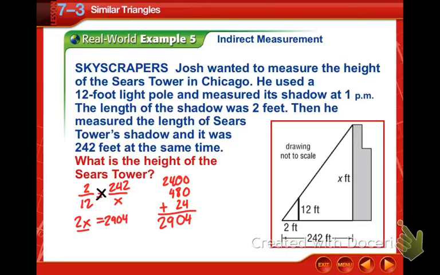Now all we have to do is divide this by 2. 2 goes into 2 one time, 2 goes into 9 4 times, 2 goes into 10 5 times, 2 goes into 4 two times. So we get 1452. And our unit is feet.